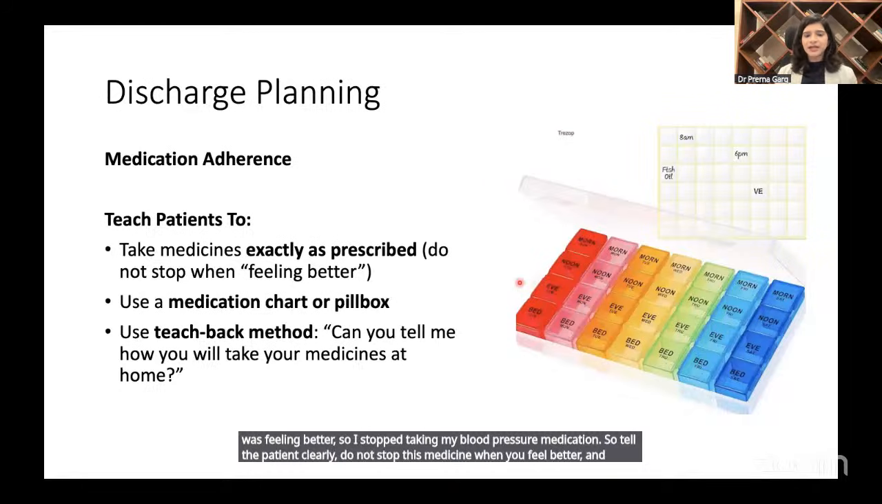And use the teach back method. Once you tell the patient what to do, ask them to tell you again. Can you tell me how you will take your medicines at home?